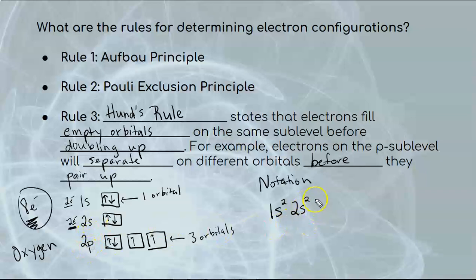And now I have the 2p sublevel, so I'm going to write that. The 2p sublevel has 3 orbitals, but when it comes to the notation, we don't have to signify the different orbitals. We just have to write how many electrons there are in total. So there are 4 electrons in total on the 2p sublevel, so I'm going to write a 4 right there. If I add up all of the superscripts, 2 plus 2 plus 4, it should equal 8 electrons, which is the total number of electrons in oxygen.